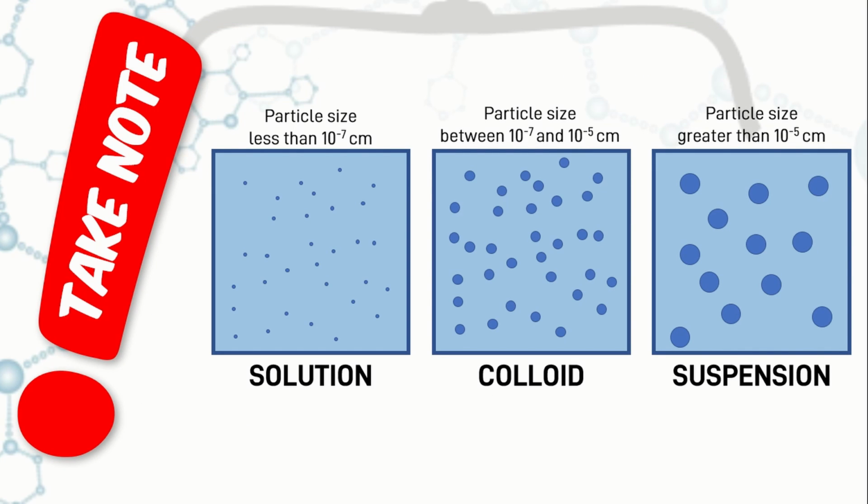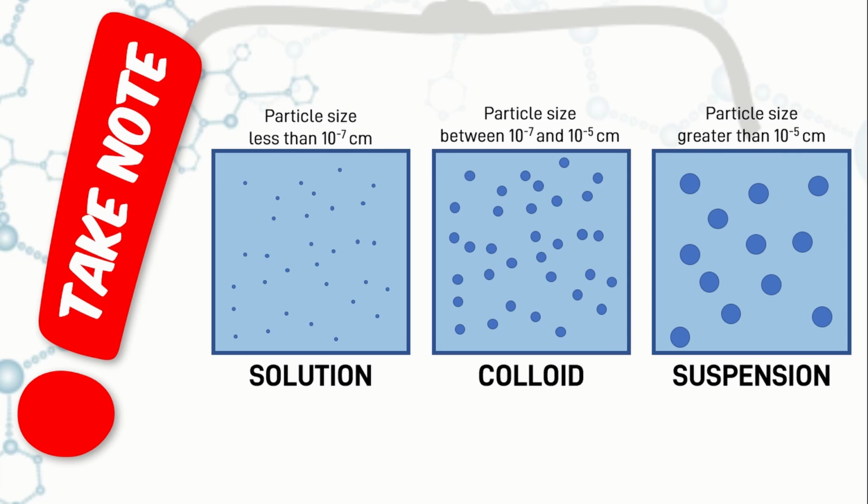In order to know the difference between a solution, colloid, and suspension, you must know that their only difference is in particle size. If the particle size of your solute is less than 10 raised to negative 7 cm, then it will form a solution.